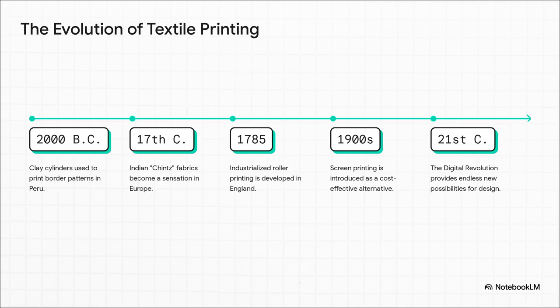But the real game changer? That was the Industrial Revolution. In 1785, mechanized roller printing meant that cool patterns weren't just for the rich anymore. Suddenly, everybody could afford decorated fabrics. From there, screen printing in the 1900s made things even more accessible, which brings us to today, a digital age where a designer's only real limit is their own imagination.